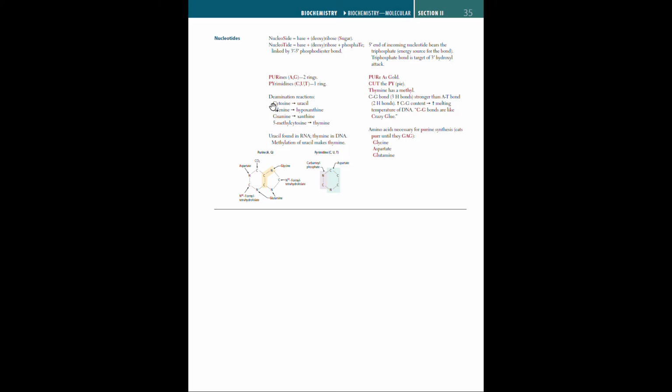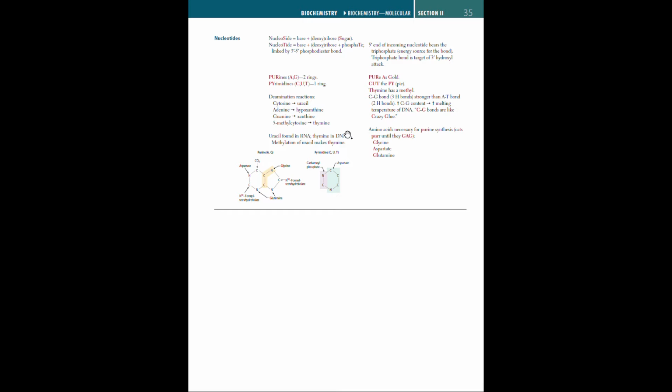So the deamination reaction is how you change the bases. Cytosine becomes uracil, adenine becomes hypoxanthine, guanine becomes xanthine, and 5-methylcytosine becomes thymine.